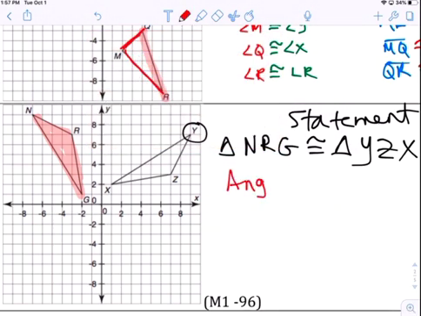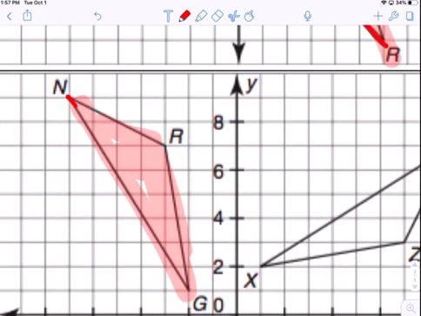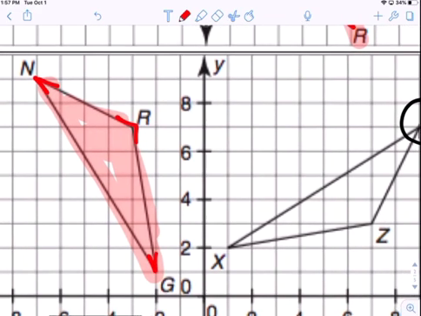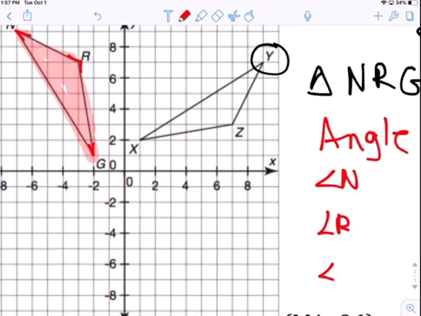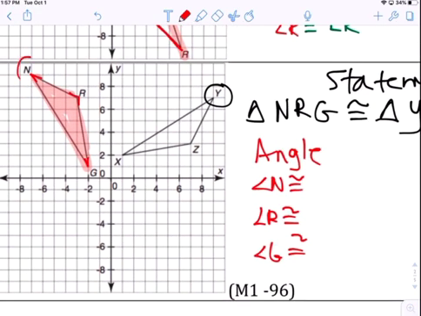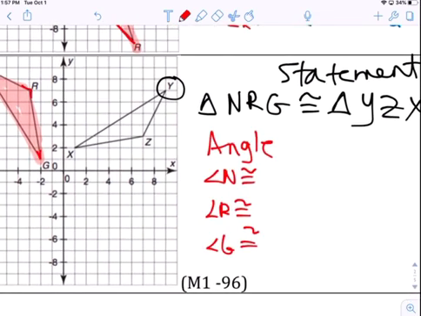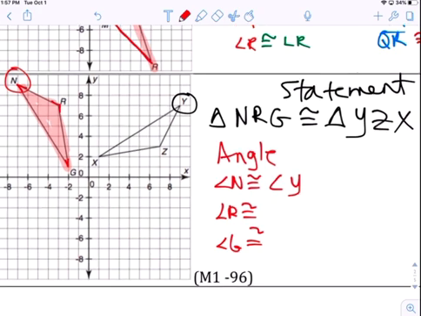Angles. Angle N, angle R, and angle G are congruent to, let's look at N. N is congruent to angle Y, R is congruent to Z, and G is congruent to X.